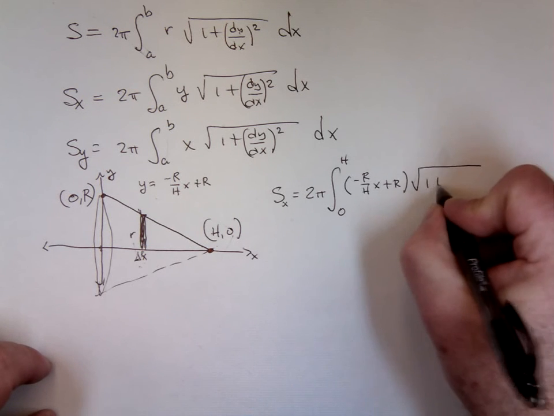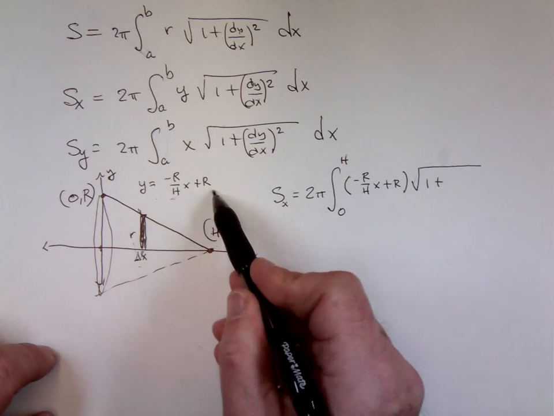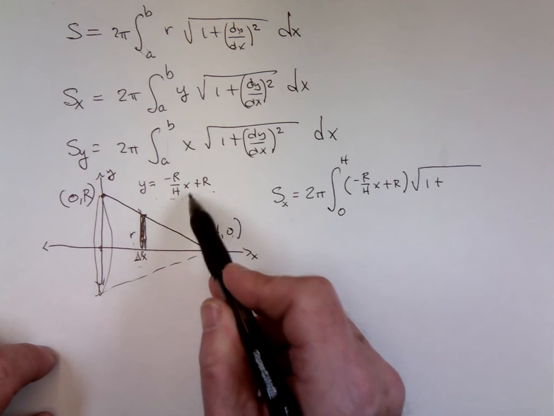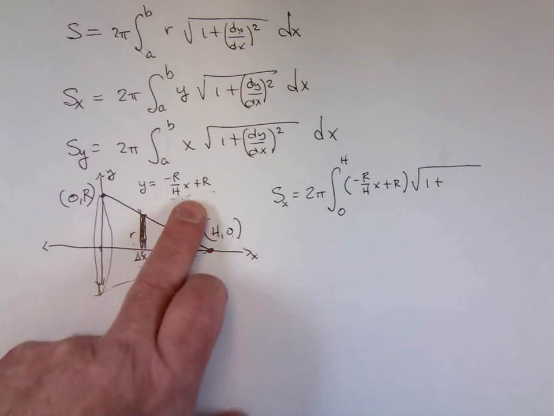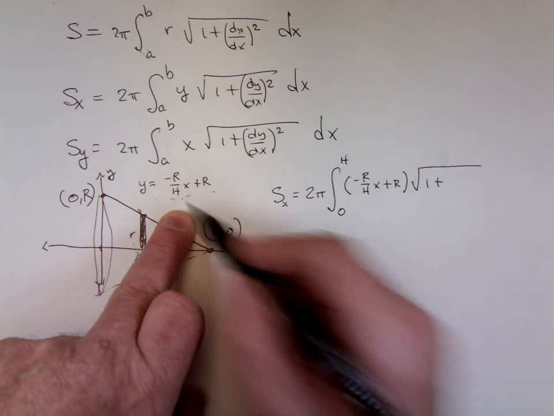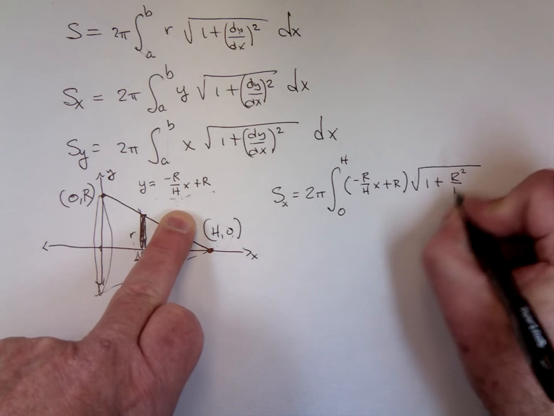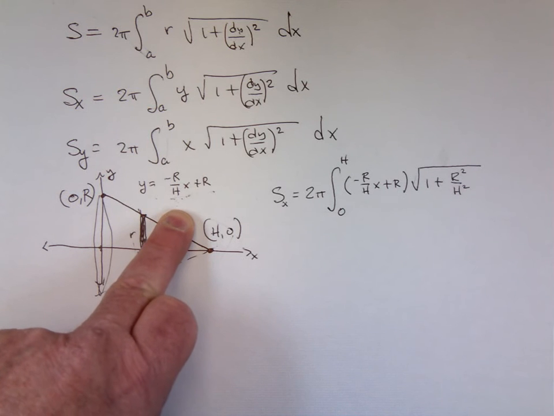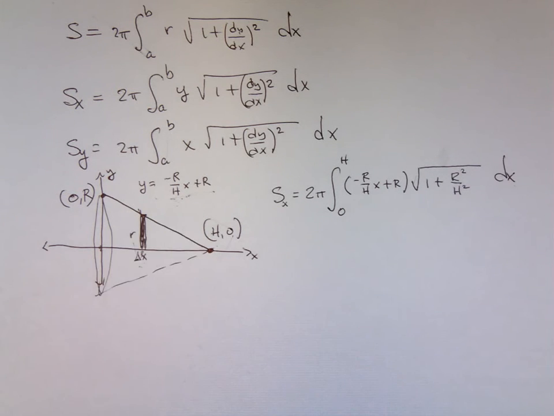What's the derivative of this? Here's my function. My function's right here. The derivative is negative r over h, and I'm going to square it. So it's going to be r squared over h squared, dx. This integral will give me the lateral surface area of that right circular cone. You ready? It's good stuff. So here we go.